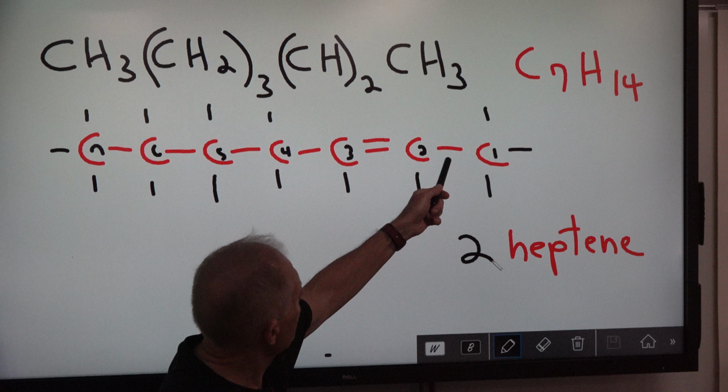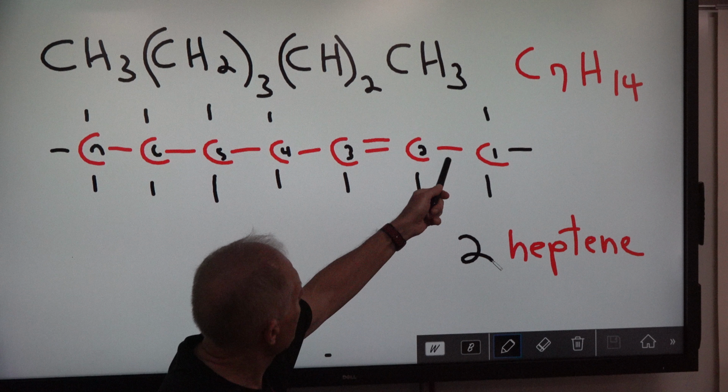Now, we put the 2 methyl groups, but now we have to figure out how to number it. Do we number it left to right or right to left? Well, this methyl group comes off the 2nd carbon this way. This methyl group comes off the 3rd carbon that way. So we are going to number it from left to right. 1, 2, 3, 4, 5, 6. We have this trunk.